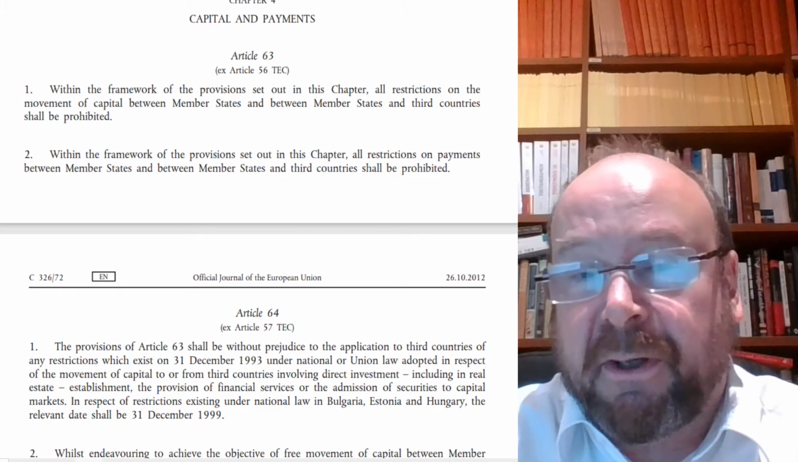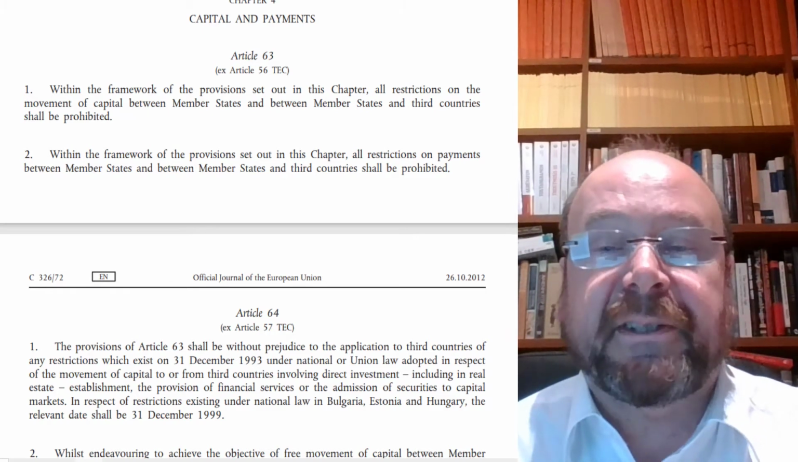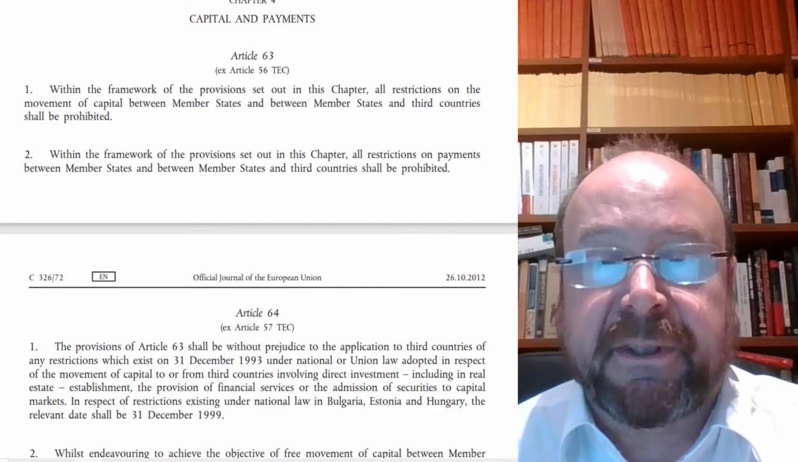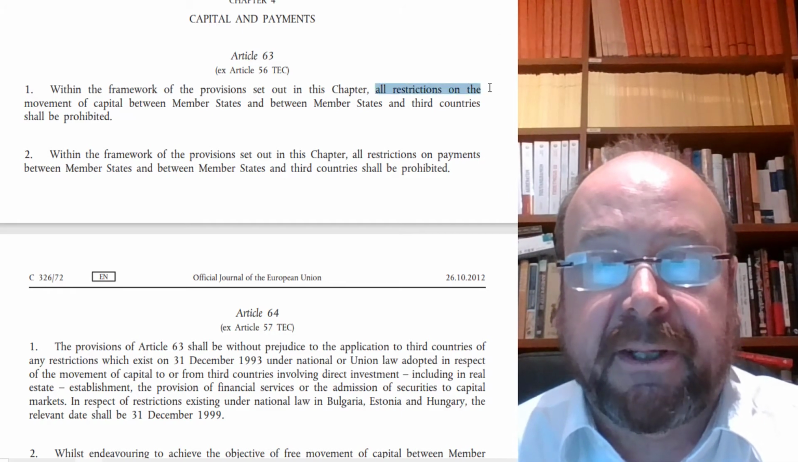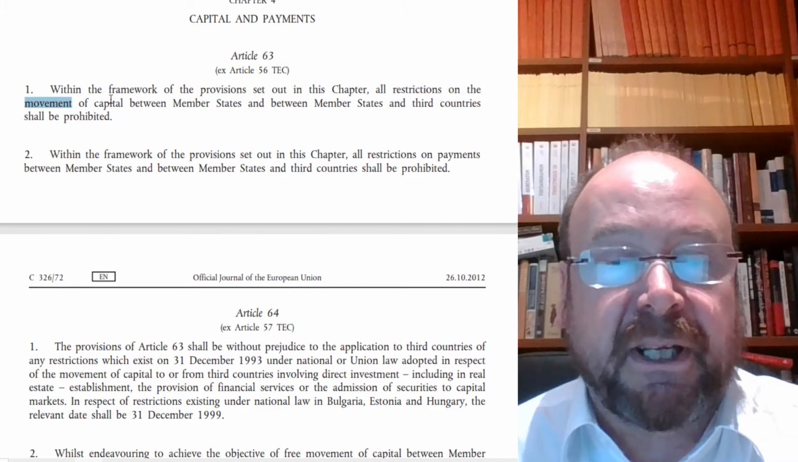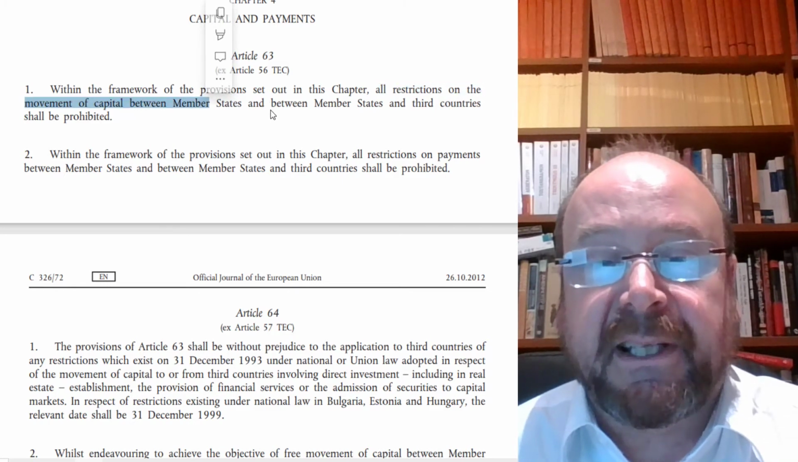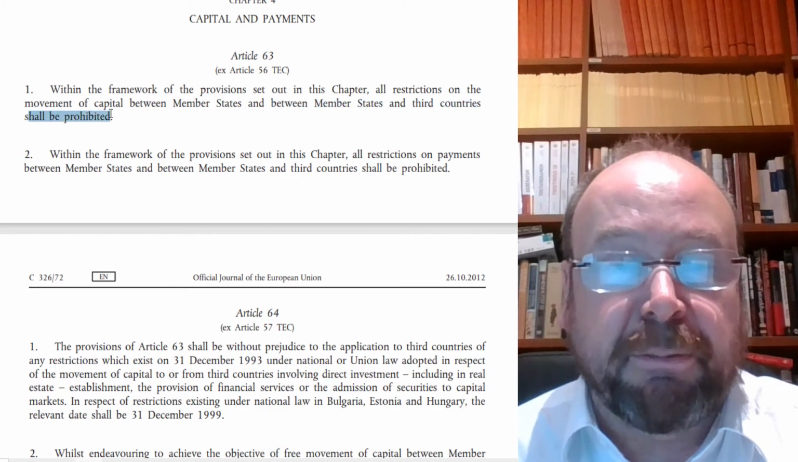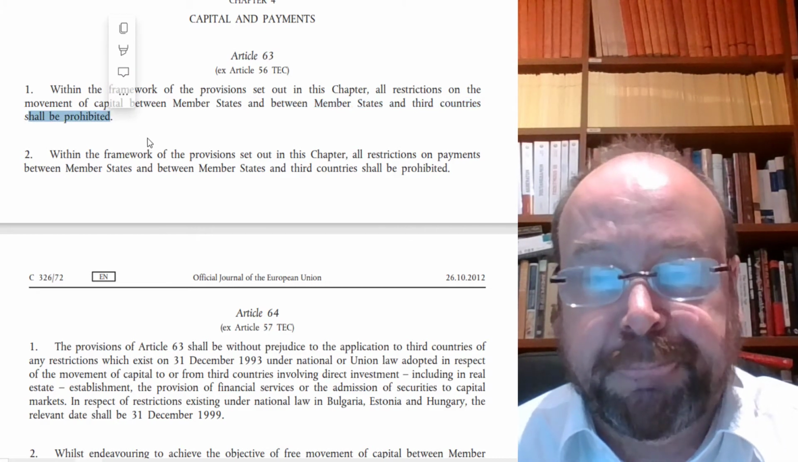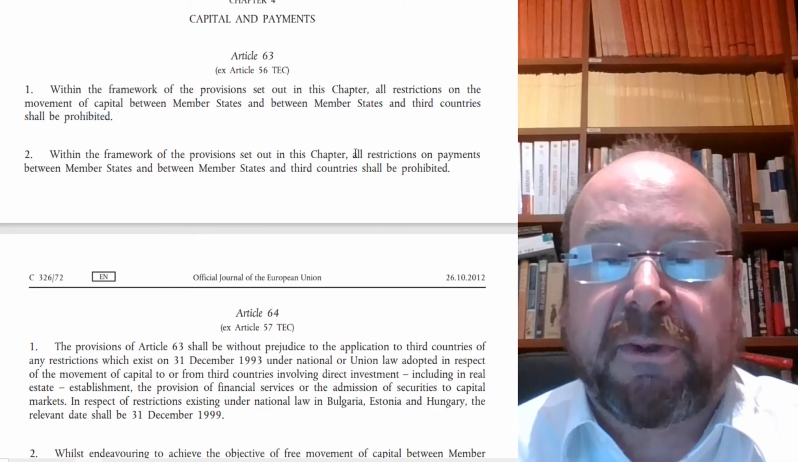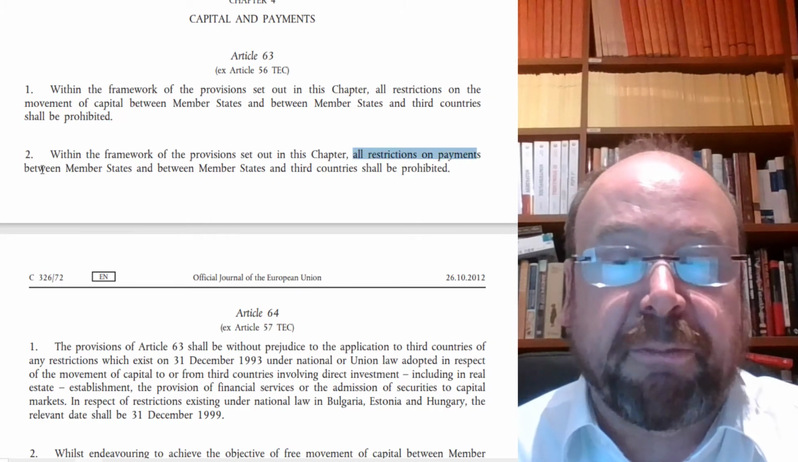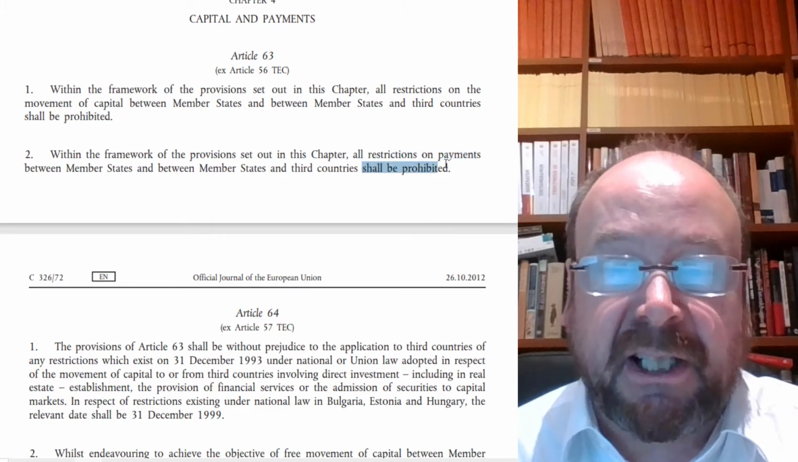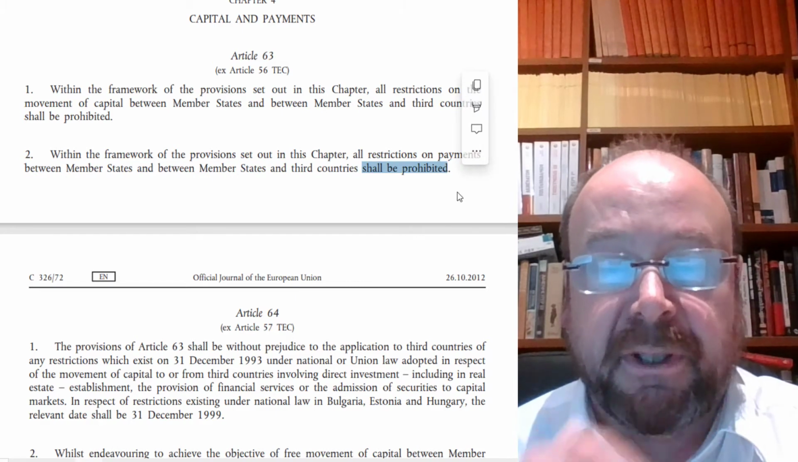Within the framework of the provisions set out in this chapter, all restrictions on the movement of capital between member states and between member states and third countries shall be forbidden. Good. And also all restrictions on payments shall be prohibited, forbidden. Good.